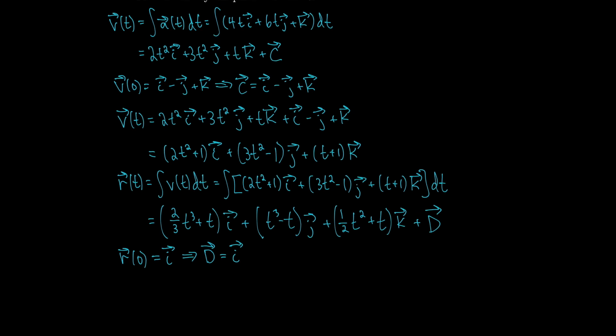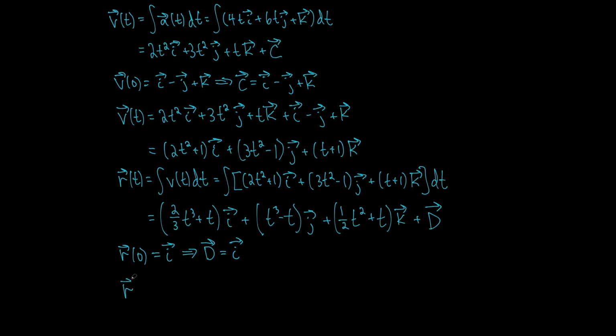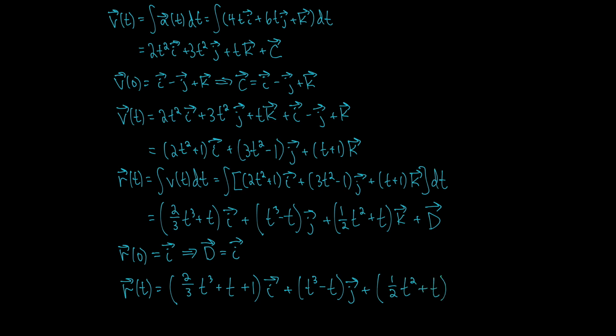So we can complete r of t just by throwing in an i. So let's do that. We get that r of t is 2/3 t cubed plus t, and then we'll throw in one extra i, so plus 1. And the rest stays the same. t cubed minus t j plus 1/2 t squared plus t k.